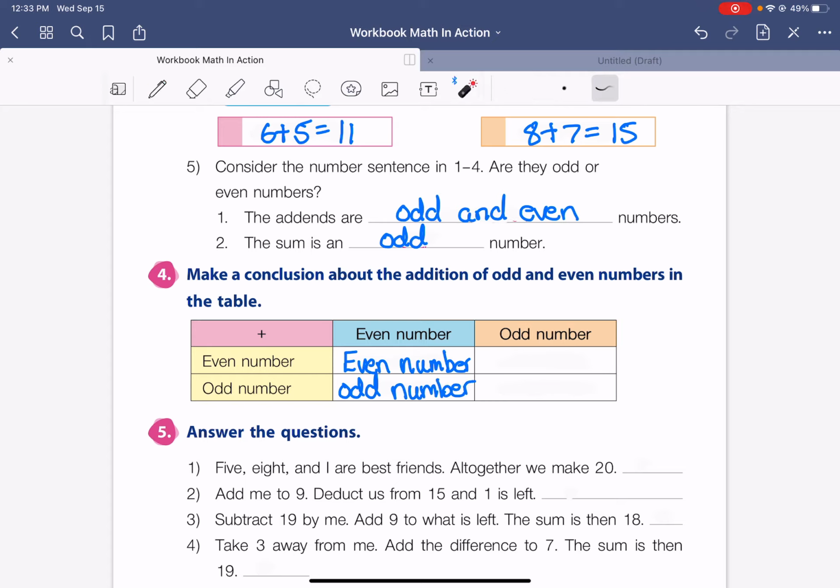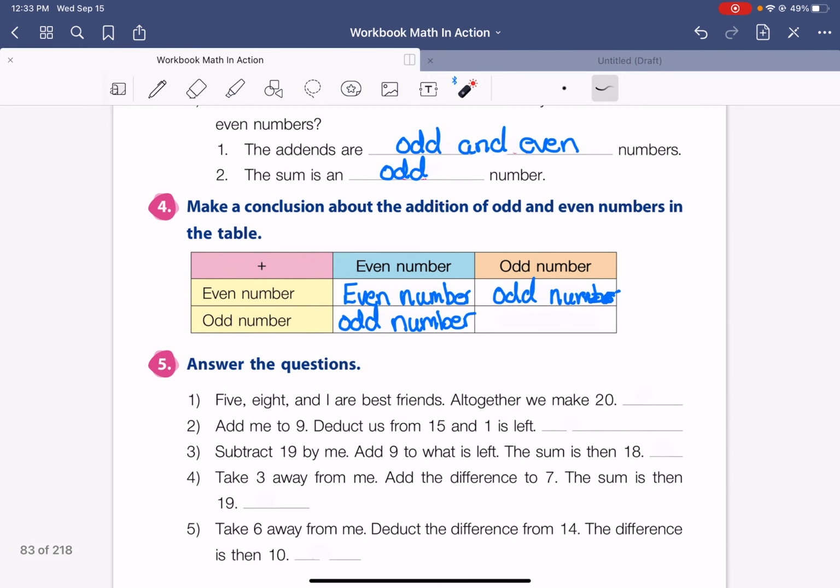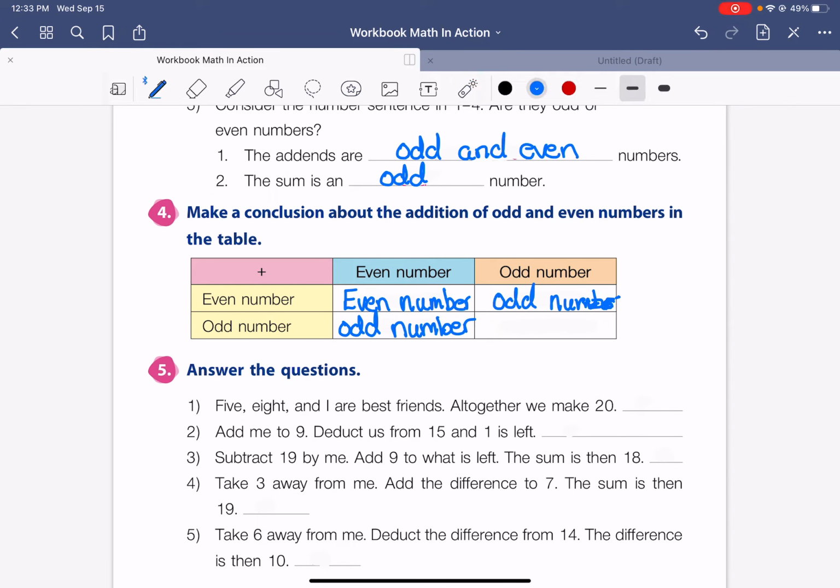What about odd plus even? Odd plus even, we get odd number. We're going to write odd number. Odd plus odd. We're going to take a look there. Odd plus odd, we get even. So we're going to write even number for the last one.